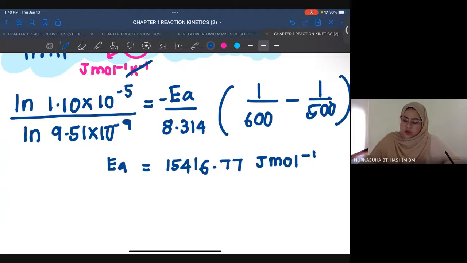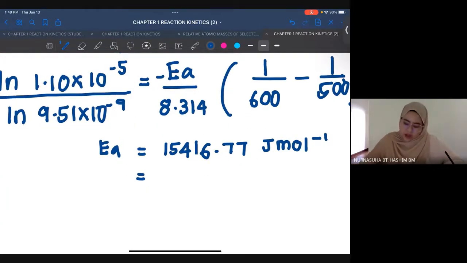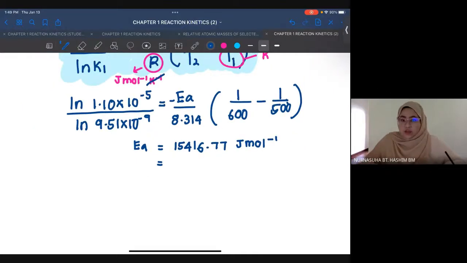Okay. So kadang-kadang soalan dia dah spesifik. What is the activation energy in kilojoule per mole? Okay, kalau dia nak dalam kilojoule per mole, kita bahagi dengan 1000. Okay, so you should get 15.4168 lah, kilojoule per mole. Kenapa kita tukar dalam kilojoule? Sebab nampak nombor tu kecil sikit. Okay, nampak nombor tu lebih kecil.